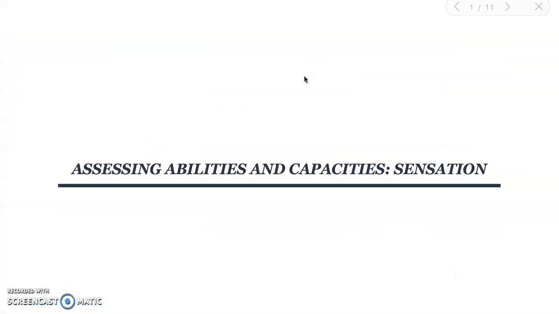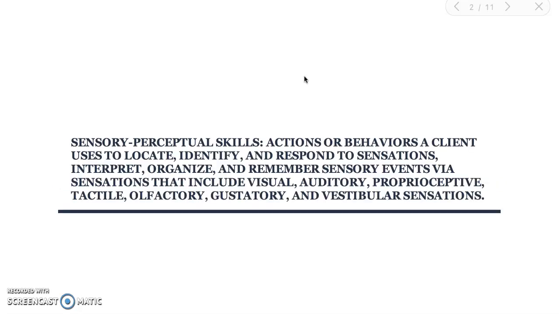Okay, so now we're going to be looking at assessing abilities and capacities for sensation. Sensory perceptual skills are defined as actions or behaviors a client uses to locate, identify, and respond to sensations, interpret, organize, and remember sensory events via sensations that include visual, auditory, proprioceptive, tactile, olfactory, gustatory, and vestibular sensations. The purpose of sensory testing is identified below.